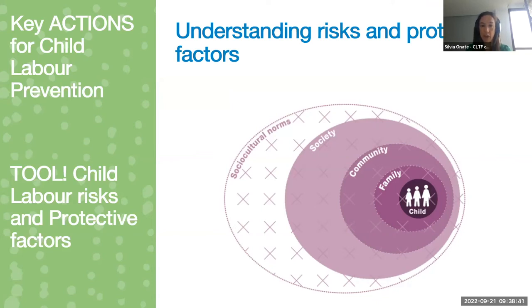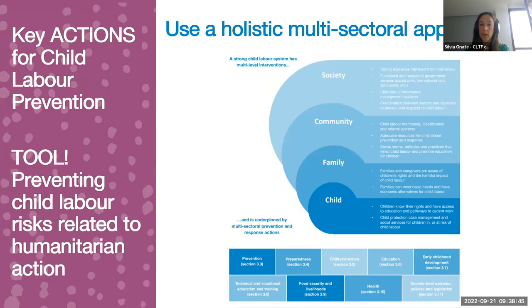If you go to the next slide, once we have identified risk and protective factors across the socio-ecological levels, it's also important to collaborate with a range of agencies and groups to address these risk and protective factors. We know that not a single project can cover all levels. So another key action that I wanted to highlight today, in line with the primary prevention framework, is to use a holistic, multi-sectoral approach.